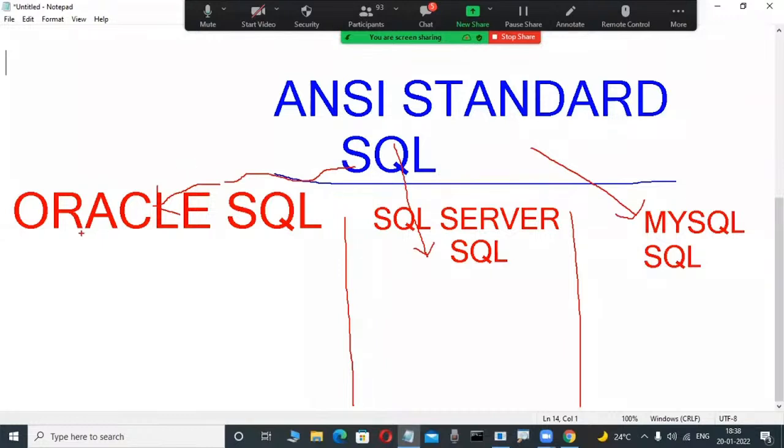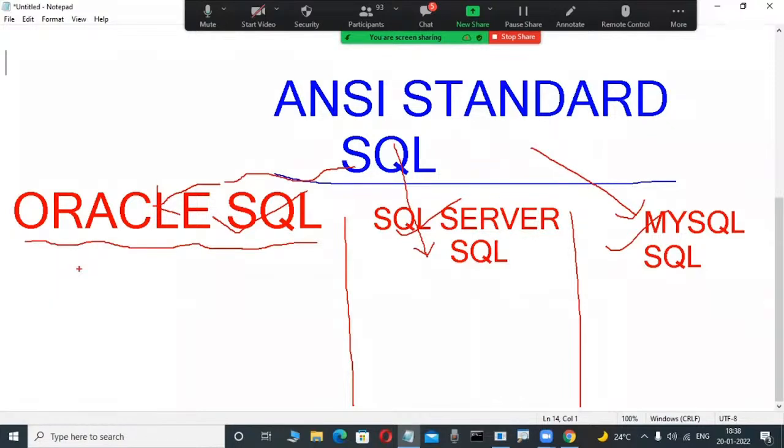That's why in our class we are learning Oracle SQL. How do you differentiate these languages? Conceptually they are the same. Table, view, procedure, function, trigger and package are there in Oracle SQL. In SQL Server also there is table, view, synonym, index, procedure, function, trigger. In MySQL also, conceptually the same, but syntactically totally different.